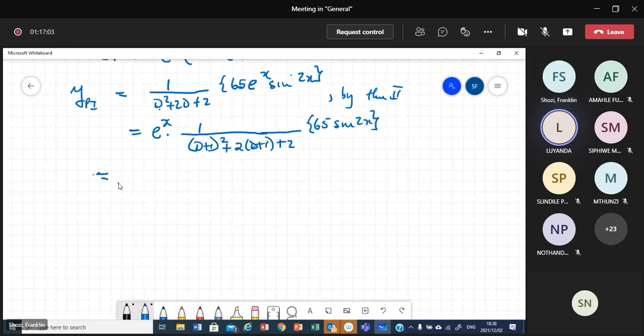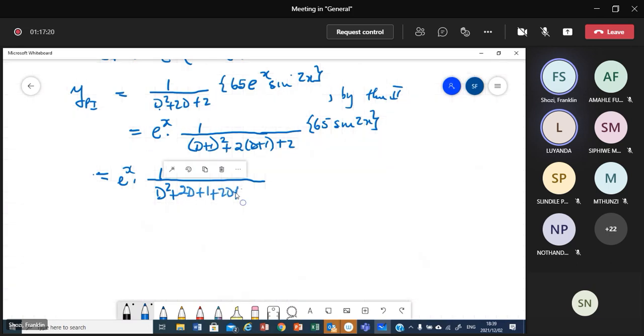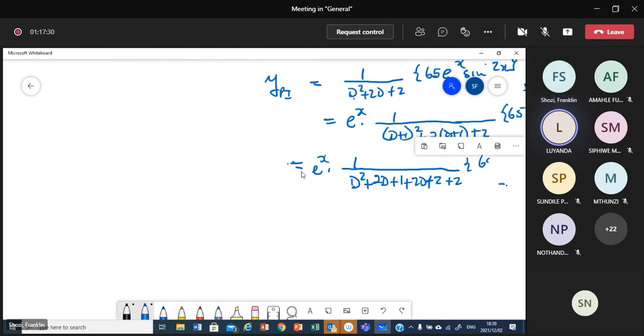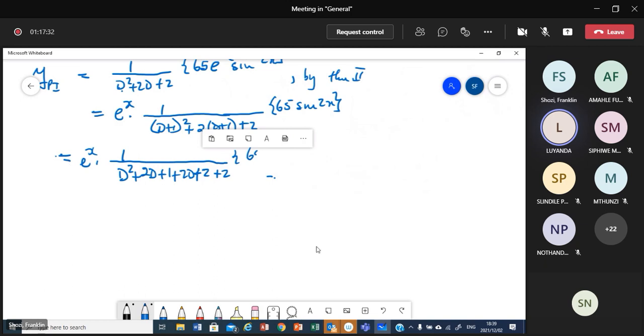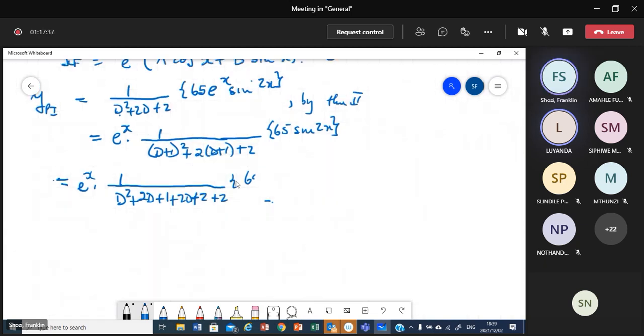That becomes e to the power x, 1 all over that will be D squared, plus 2D, plus 1. Plus 2D, plus 2. Plus 2. On 65.